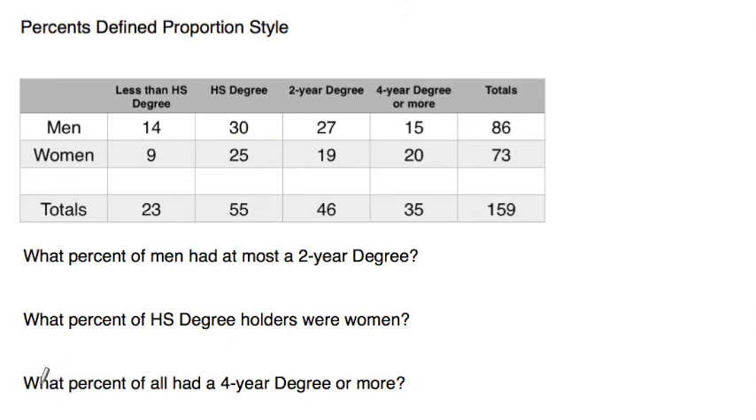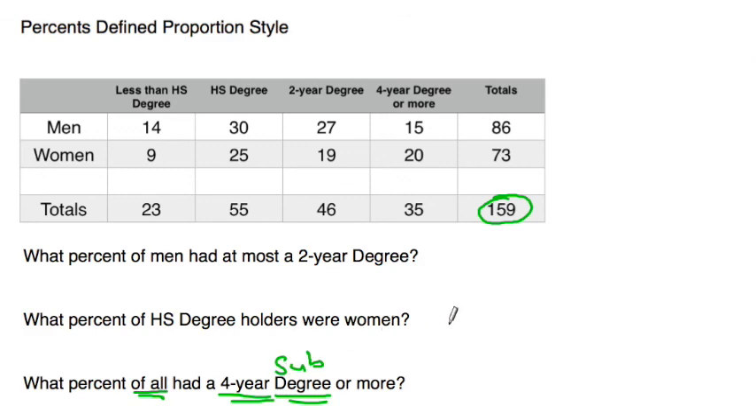Okay, so here's the third question. What percent of all, the entire table, all 159, that's a total of everybody, had a 4-year degree or more? So the main group is everyone. The main group is the 159. The subgroup is the 4-year degree holders or more. So this is your sub.